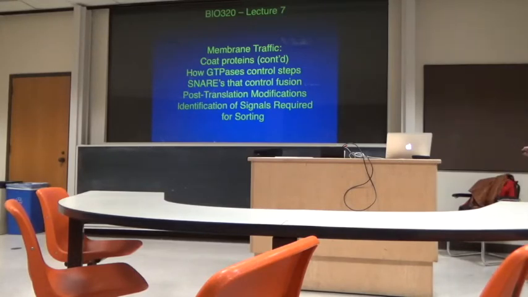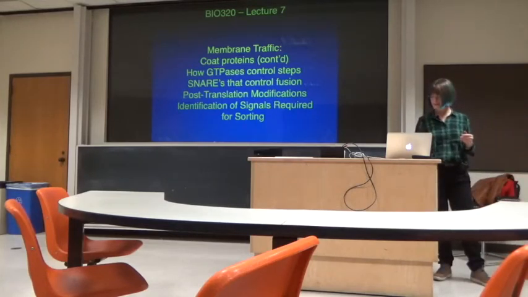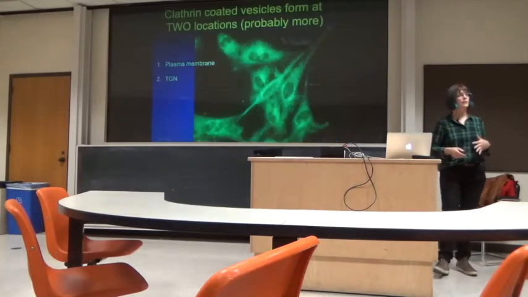We're going to introduce a new protein called SNAREs, the proteins that control where a vesicle will fuse with the bilayer. And then we might get to post-translational modifications that happen in the ER, and maybe get to signals that are required for sorting, but that may be in Thursday's class. Okay, so this is sort of where we ended up.